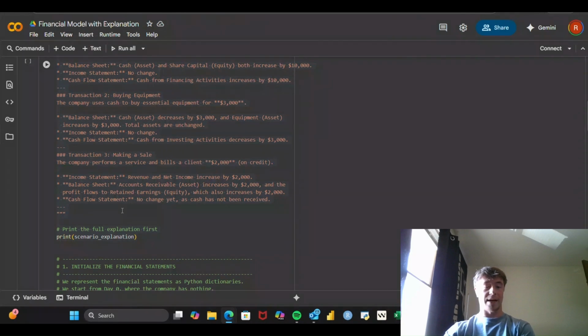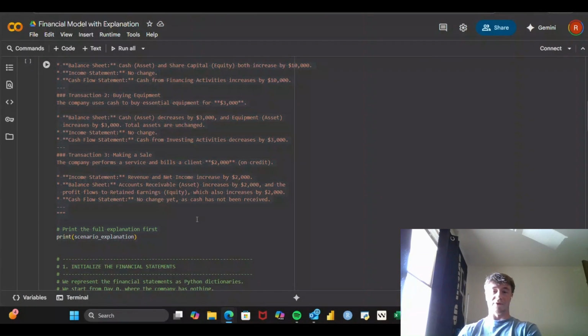And lastly, we have the cash flow statement. So there is no change because it's on credit. Like I mentioned earlier, we haven't actually received the cash yet, so there's no cash to flow through the company. Eventually it will be there, but on the date of the transaction, there is nothing to account for in that scenario. Now, a few things just to think about.